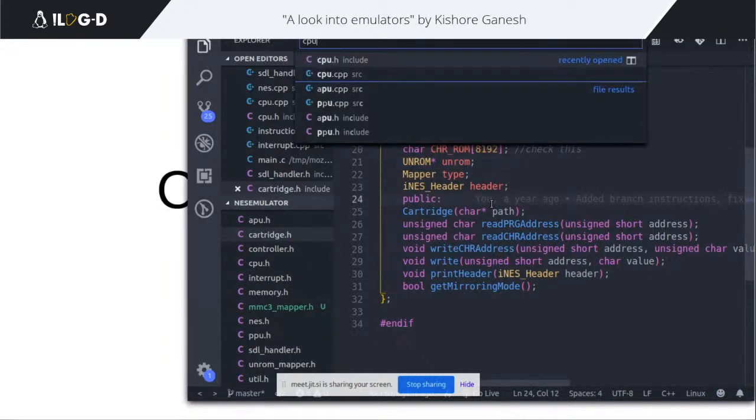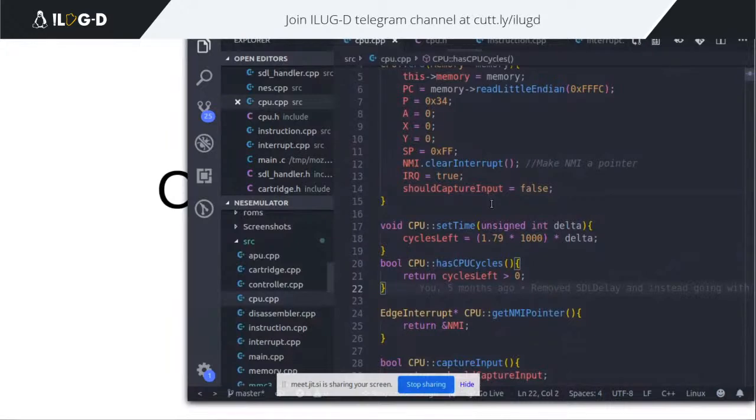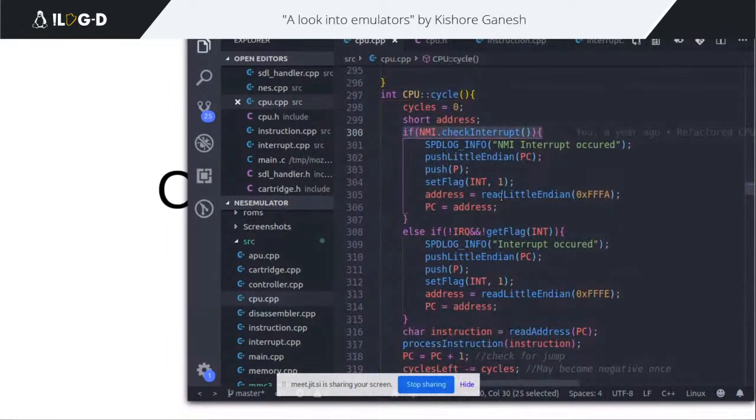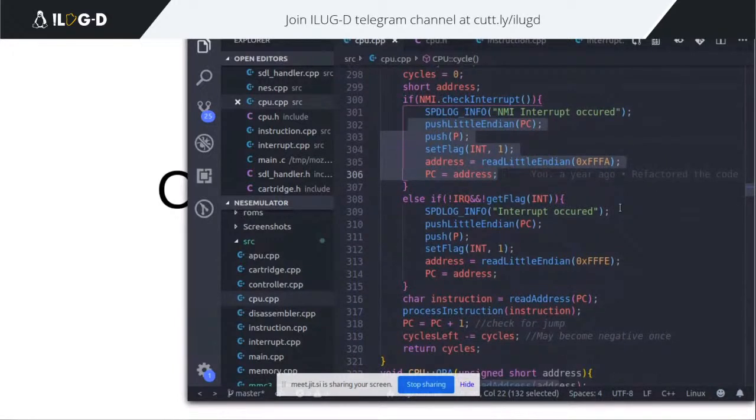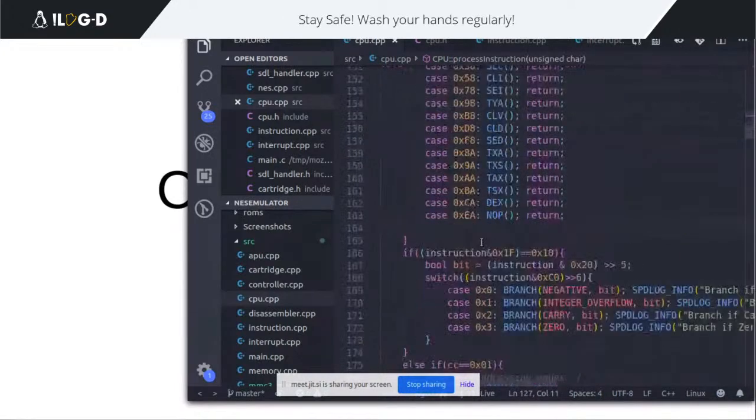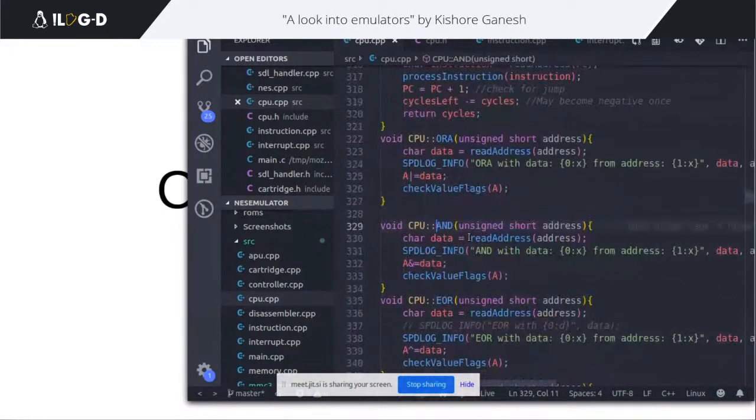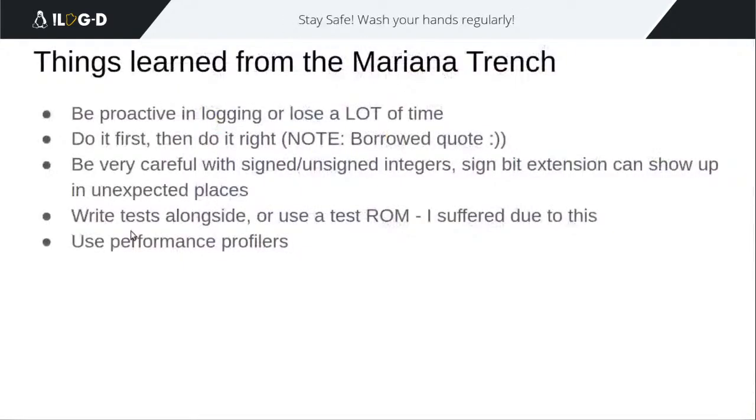And so what we have here is, every cycle, the CPU checks for interrupts, whether any interrupts are active, and depending on that, it starts some procedure. And if there are no interrupts, then it processes the next instruction, which is one big switch case. And each instruction itself is very simple. Like for example, we go to the AND, it just ANDs the data, right? And so you'd find that I have written a lot of these logs across the code, practically logging everywhere. And this is where I share some of the lessons I learned.